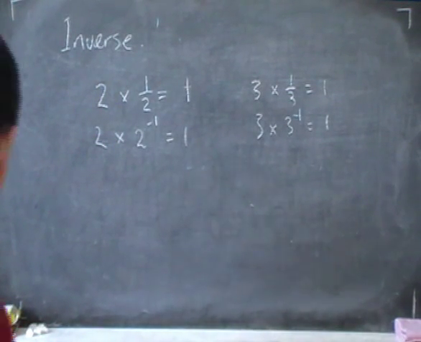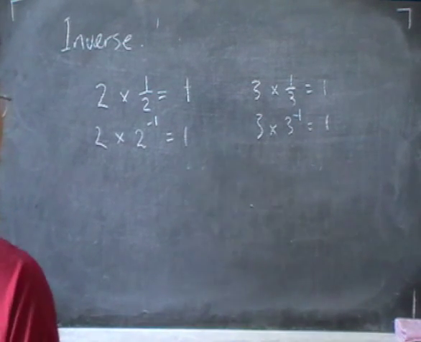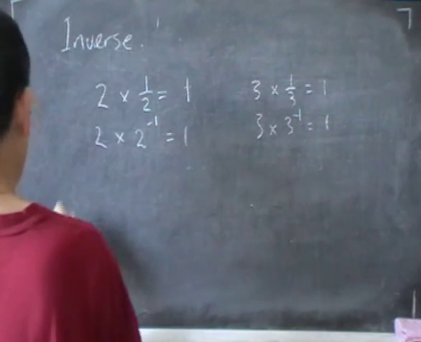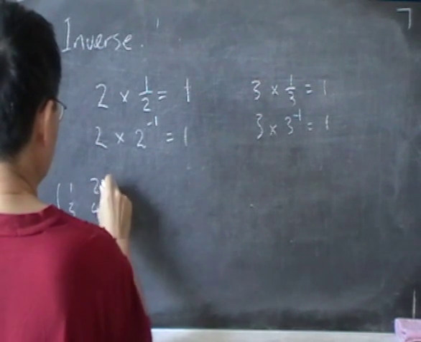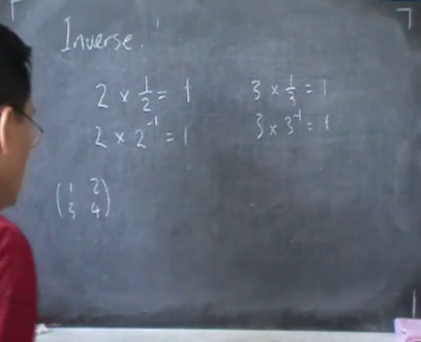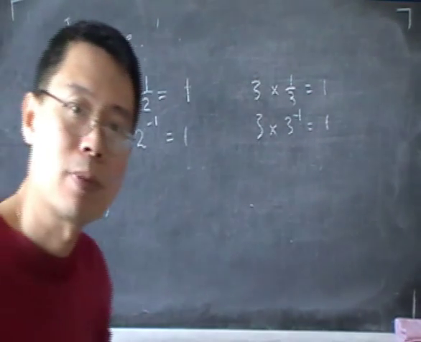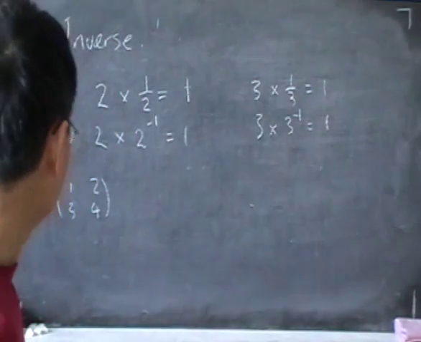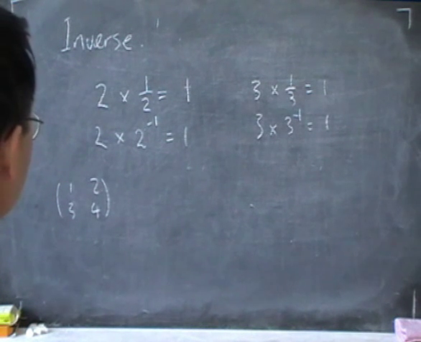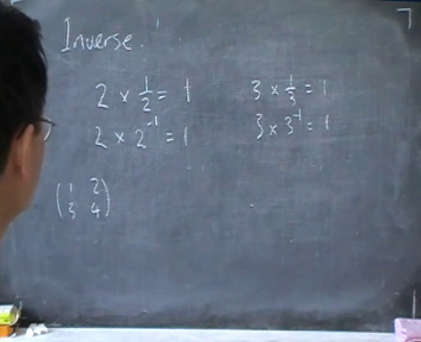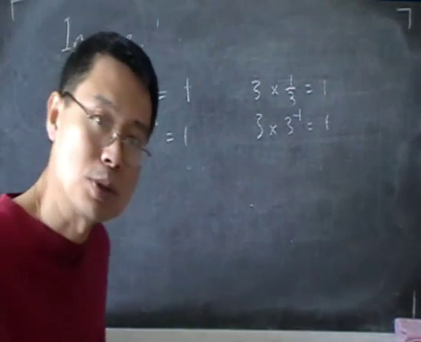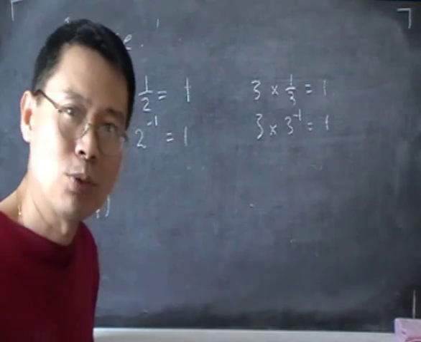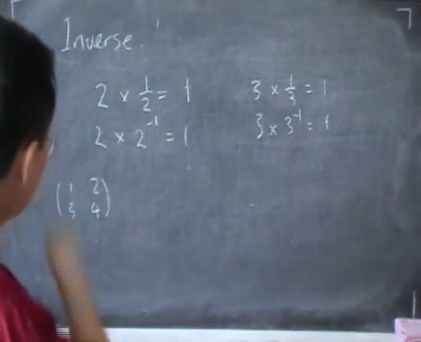Now what if I have a matrix? If I have a matrix, let's say 1, 2, 3, 4. We can't do 1 over a matrix, right? There isn't a rule for that. Well, there isn't an obvious rule for that, I should say. In a moment you will see that there is kind of a way to do that. But what I'm going to do is this.